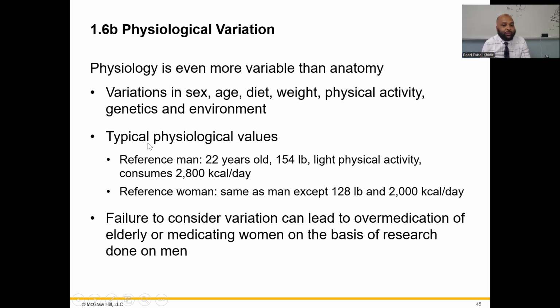whenever we're talking about a reference value in physiology, we're talking about a 22-year-old male who is 154 pounds, performs light physical activity, and consumes about 2,800 kilocalories a day. And it's the same for women, except that she's not 154 pounds, she's 128, and she eats about 2,000 kilocalories a day.